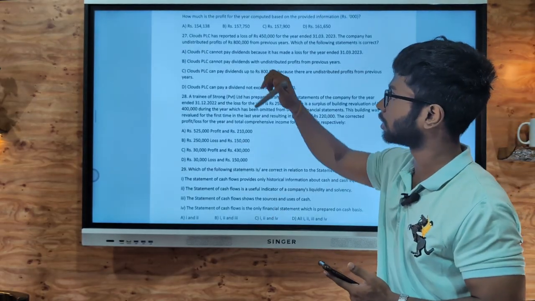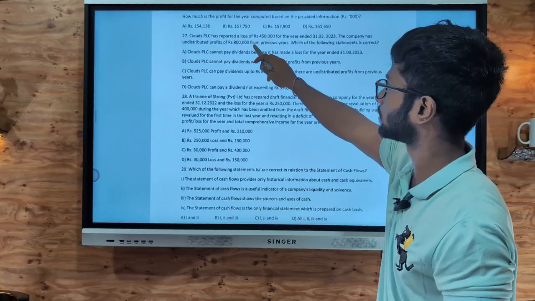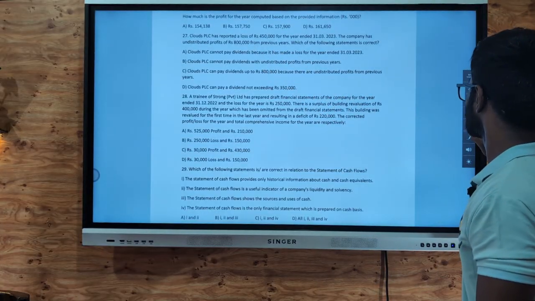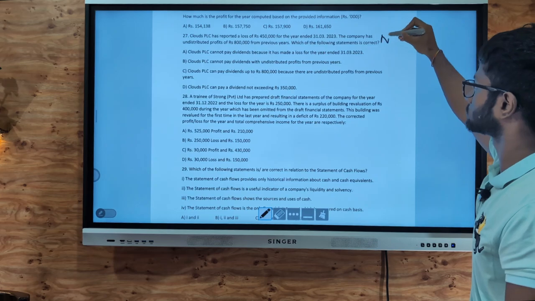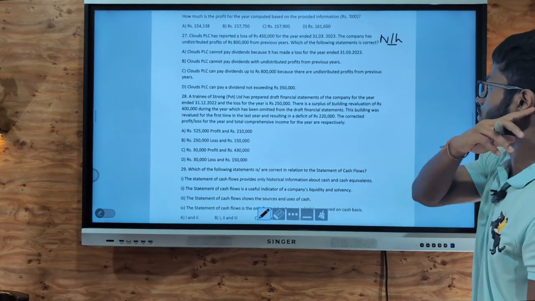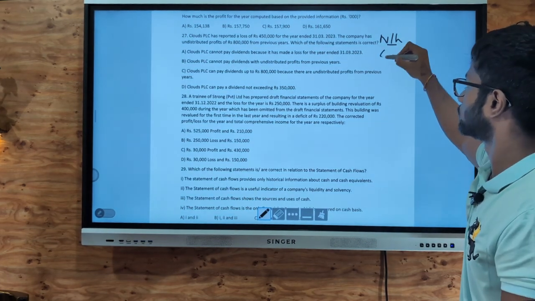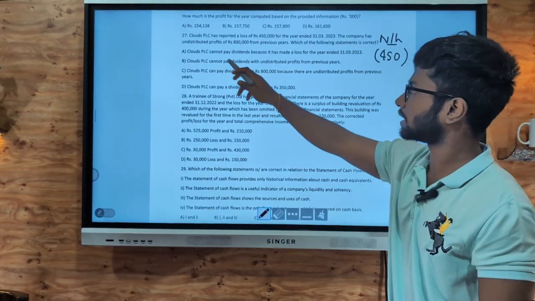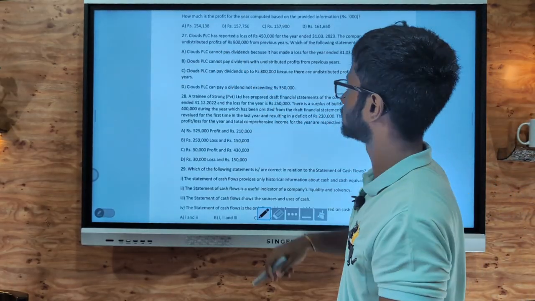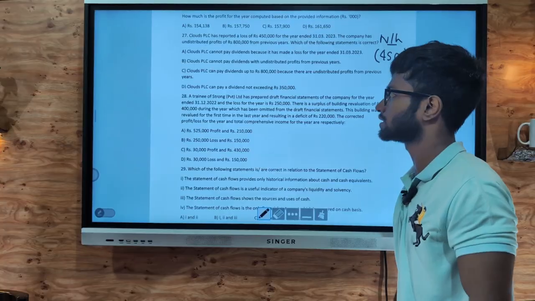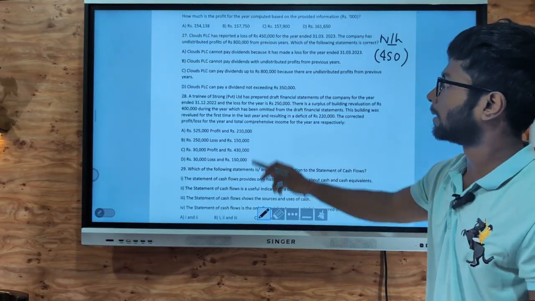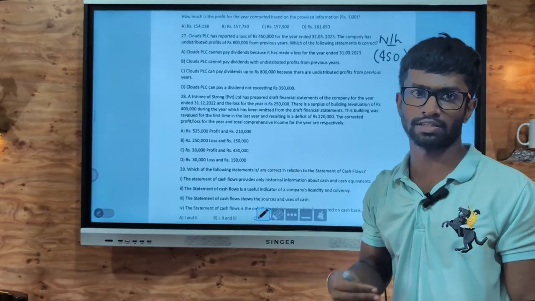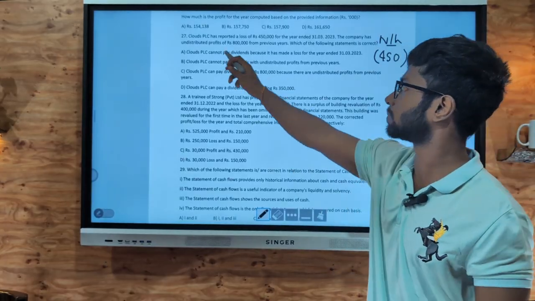27, Cloud PLC has reported a net loss of 450. But the company has undistributed profit of 800 from the previous year. Which of the following statements are correct? Company cannot pay dividends because it made a loss. That is not true. They can still pay dividends because they have undistributed profit of this amount.